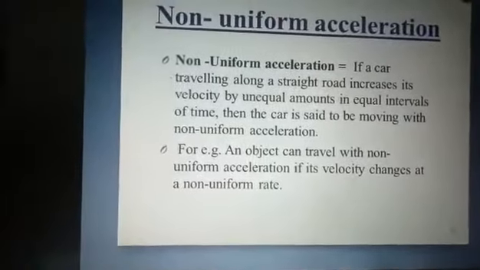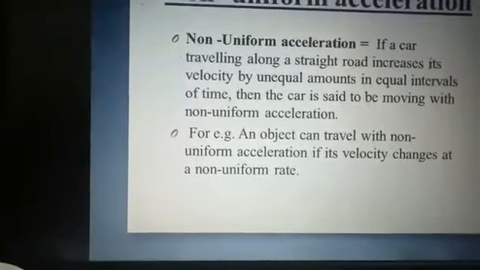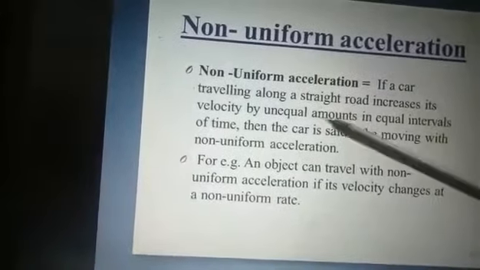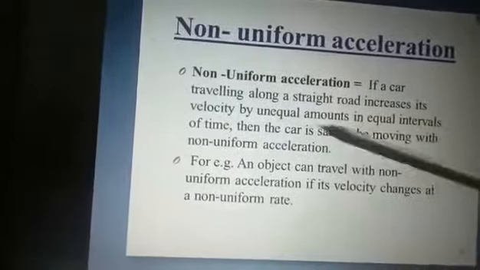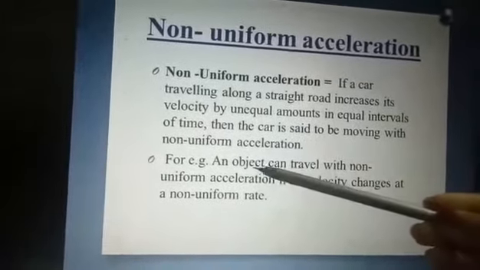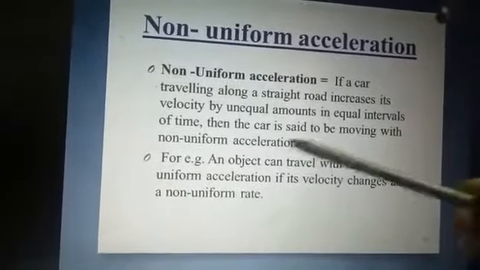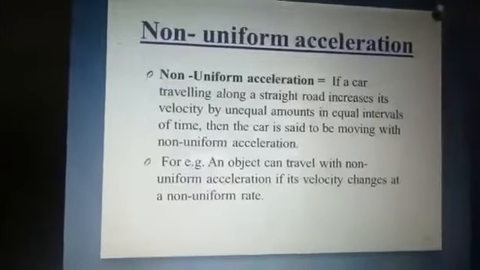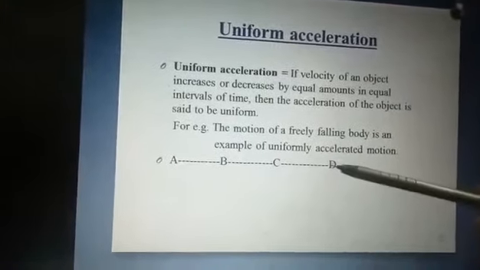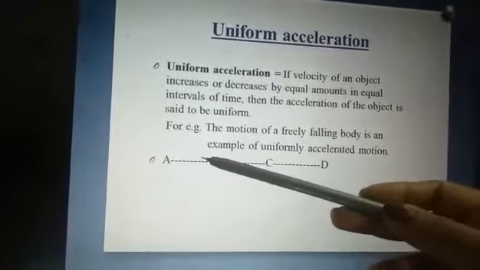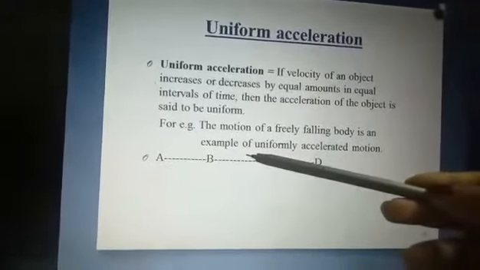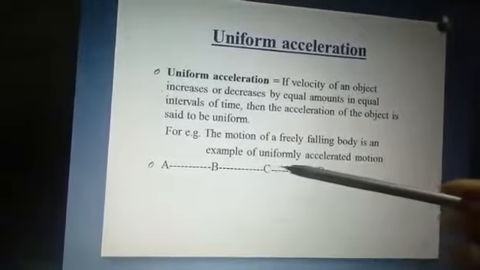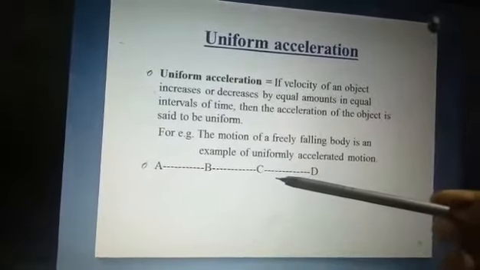Now next is non-uniform acceleration. As the name indicates, non-uniform means the acceleration value is not constant. Here again the velocity increases or decreases by an unequal amount, but the time interval is the same. An object can travel with non-uniform acceleration if its velocity changes at a non-uniform rate. We are taking the same example. Here again we have the 4 positions. Suppose for this the velocity is 2 meter per second, for this the velocity is 3 meter per second, and for this the velocity is 1 meter per second, and for every section we have a time of only 2 seconds.